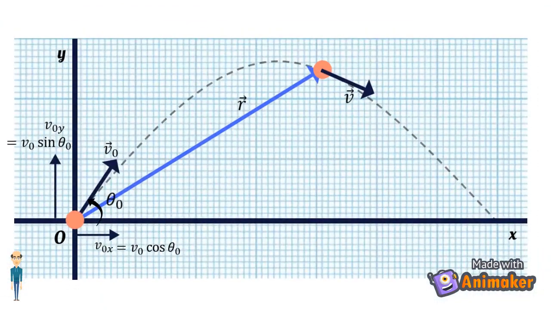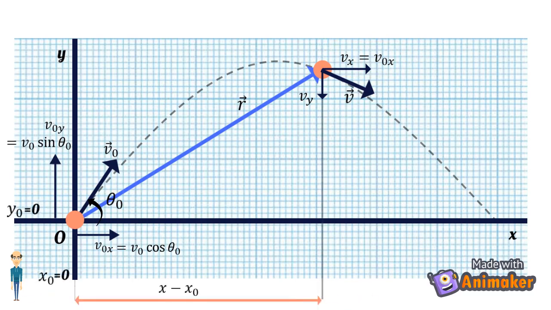In the horizontal direction, since there is no acceleration, the horizontal component of the velocity v0x remains unchanged throughout the motion. At any time t, the projectile's horizontal displacement x minus x0 from an initial position x0 is given by x minus x0 equal to v0x t. And since v0x is equal to v0 cos theta 0, we can write x minus x0 as v0 cos theta 0 multiplied by t.